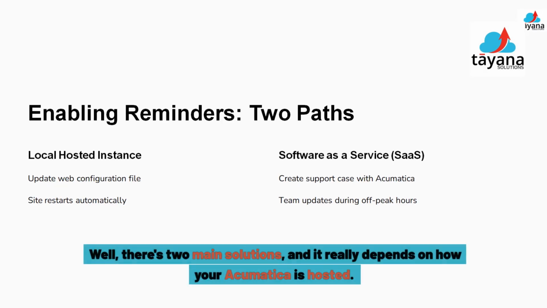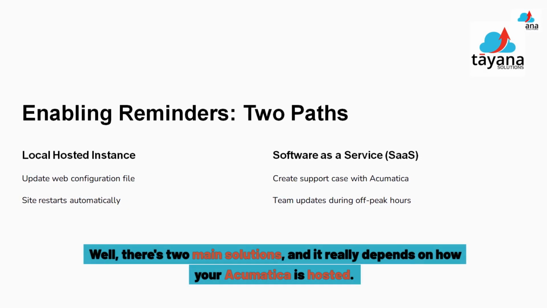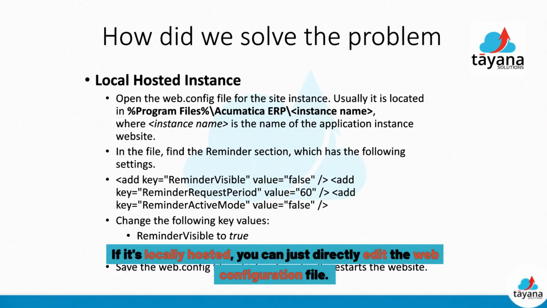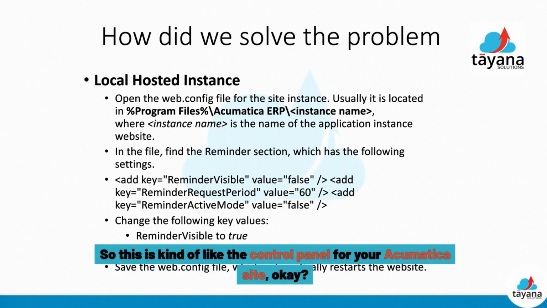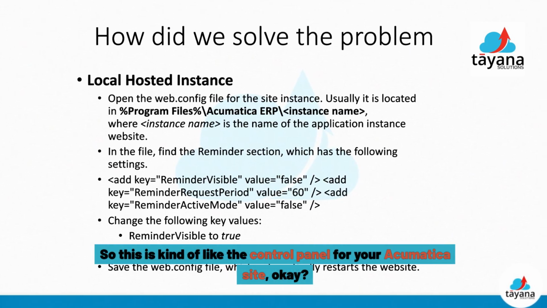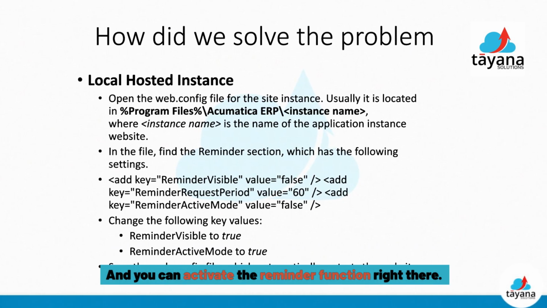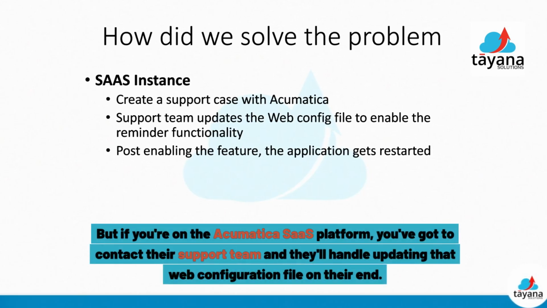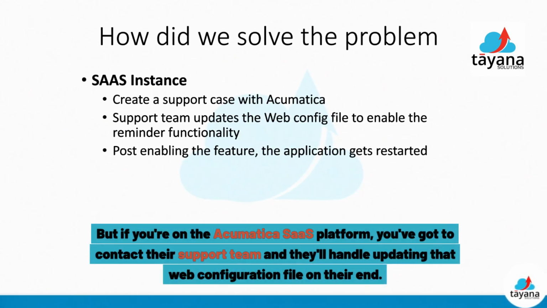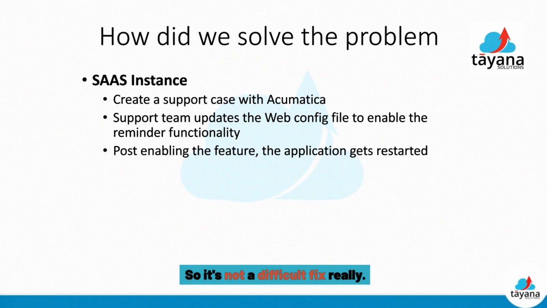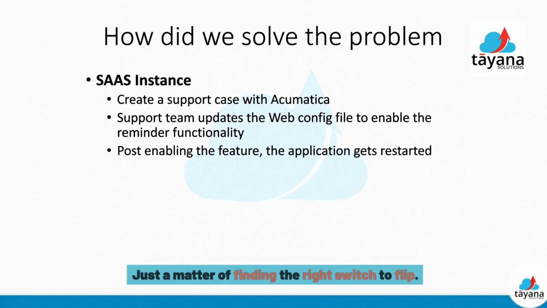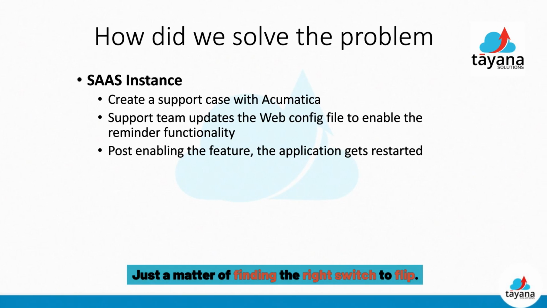Well, there are two main solutions, and it really depends on how your Acumatica is hosted. If it's locally hosted, you can just directly edit the web configuration file. This is kind of like the control panel for your Acumatica site, and you can activate the reminder function right there. But if you're on Acumatica's SaaS platform, you've got to contact their support team, and they'll handle updating that web configuration file on their end. So it's not a difficult fix, really. Just a matter of finding the right switch to flip.